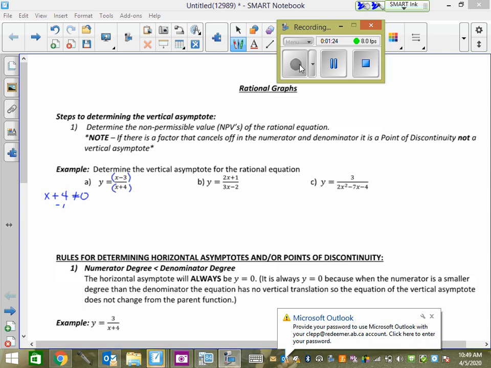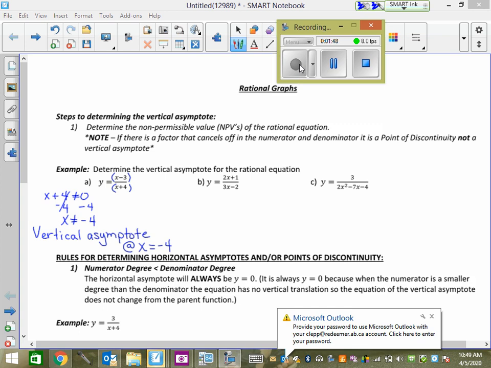And then I move my 4 over, so I subtract 4. I get x cannot equal negative 4. So where's my vertical asymptote at? There, because the asymptote's where the graph doesn't exist. So I have a vertical asymptote at x equals negative 4. And it's as easy as that.